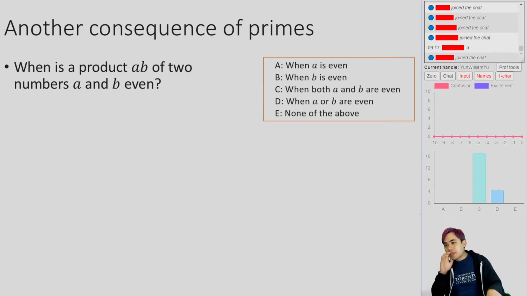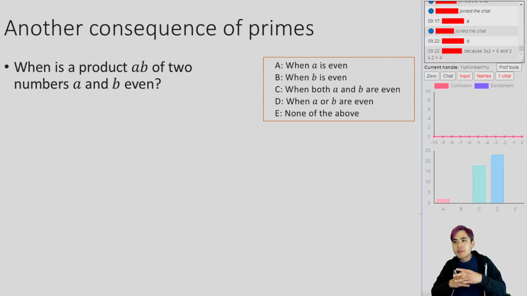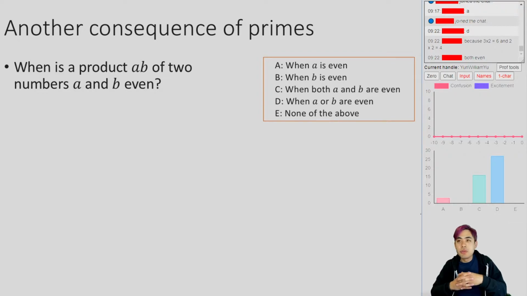So notice that when I say when both a and b are even, what is the most general possible answer is what I mean here. When I say the most general possible answer, I mean, do you need both a and b to be even, or do you just need one of the two to be even? Because 3 times 2 is equal to 6, and 2 times 2 is equal to 4.